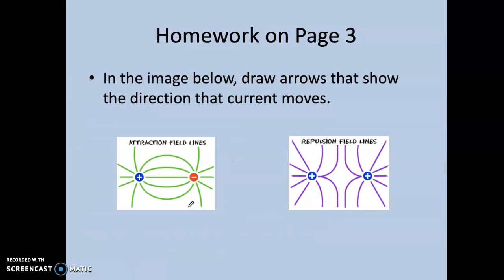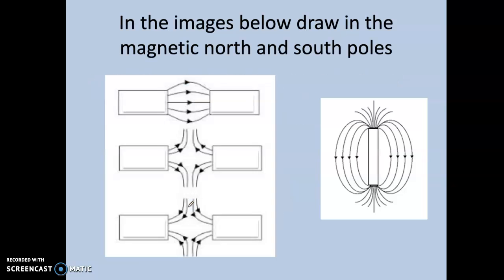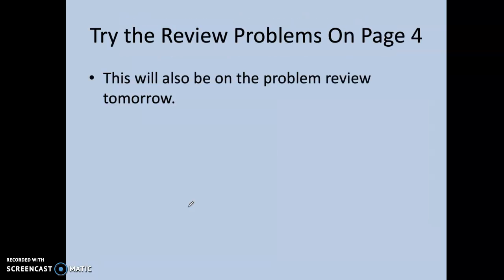So now you've got homework on page 3. There's a couple of different questions here. It should be pretty simple, just labeling north and south poles. Magnets isn't going to be a super complex topic for us. We just have to know the basics. And then there's also a little bit of review of electrons, protons, and neutrons on page 4. I would recommend trying both those things.